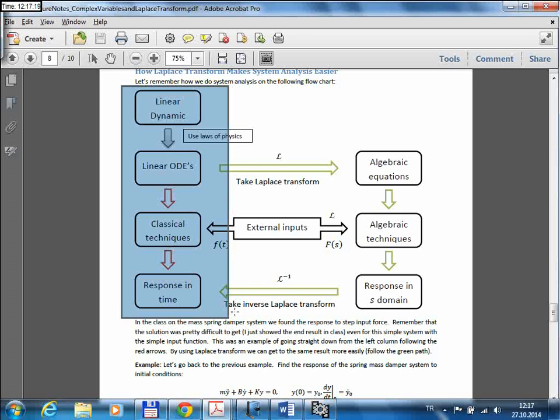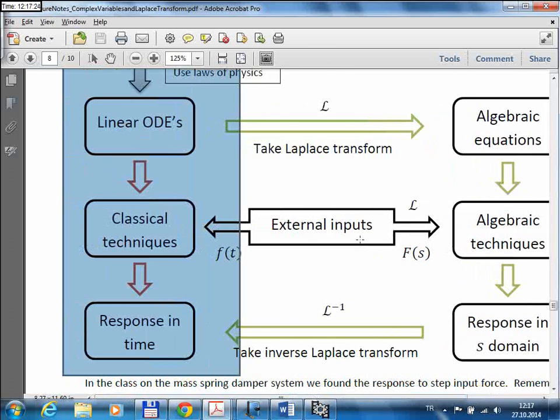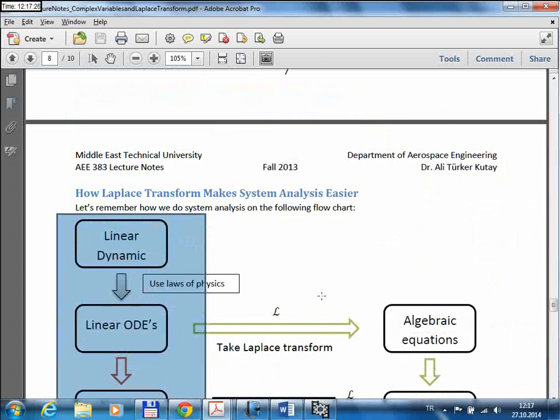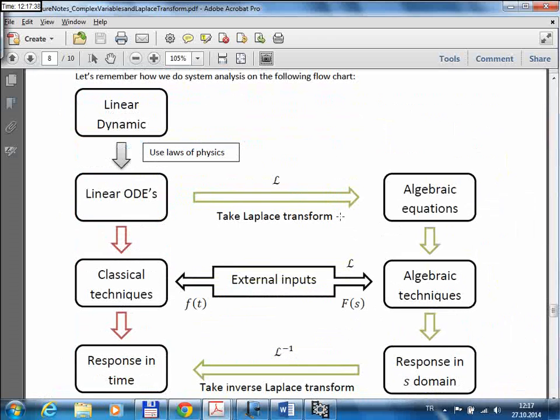So this is what we should normally do in system analysis, right? You are given a physical system, and we assume that it is a linear and dynamic system. I will talk about this later. We start by writing the equation for that system. By using the laws of physics, we can write some equations that represent that system. And since this is a dynamic system, these equations will be in the form of ordinary differential equations.